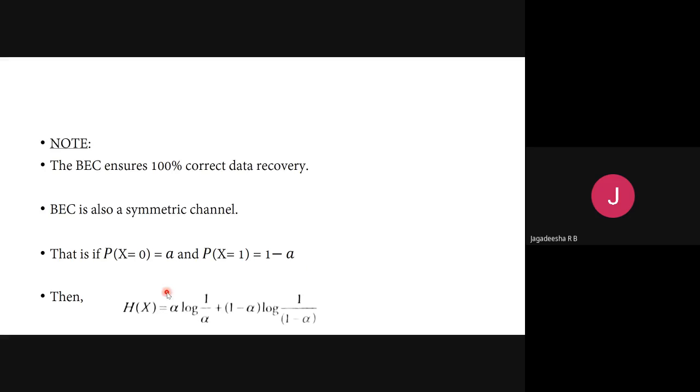Okay, then how to write the entropy? You know the common equation of entropy, right? Pi log 1 by pi. Probability times log of 1 by probability gives us the entropy. This is the general representation of entropy if we know the probabilities. Since we know the probabilities here, where x represents a random variable for any input, maybe 0 or 1, the probability of input being 0 is a, and the probability of input being 1 is 1 minus a. So we just substitute here to get the entropy.